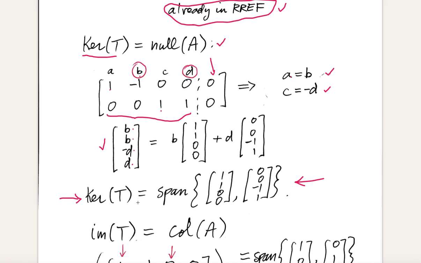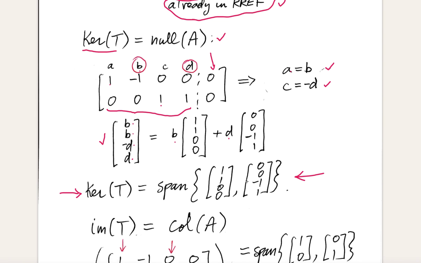So we would say the kernel of T is just the span of those 2 vectors, which is in essence letting b and d up here range throughout the real numbers. That will give you the span. So there's the kernel of T.